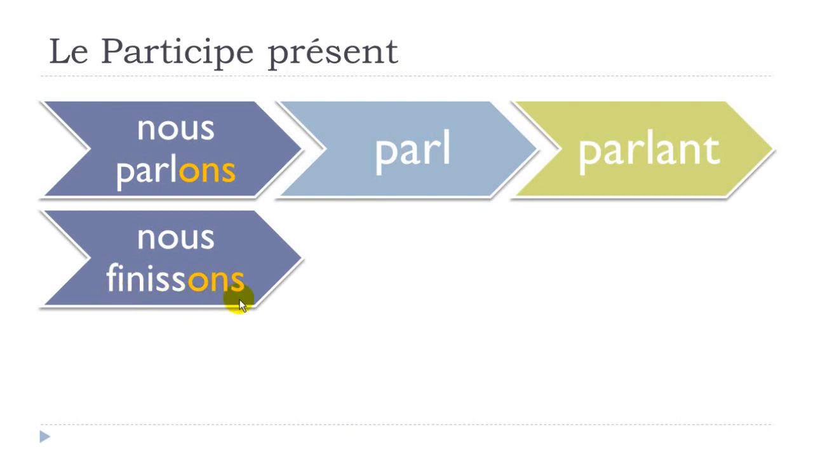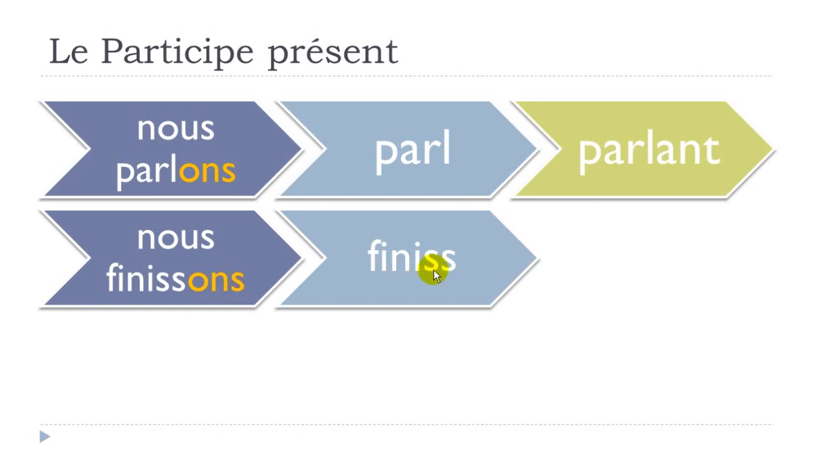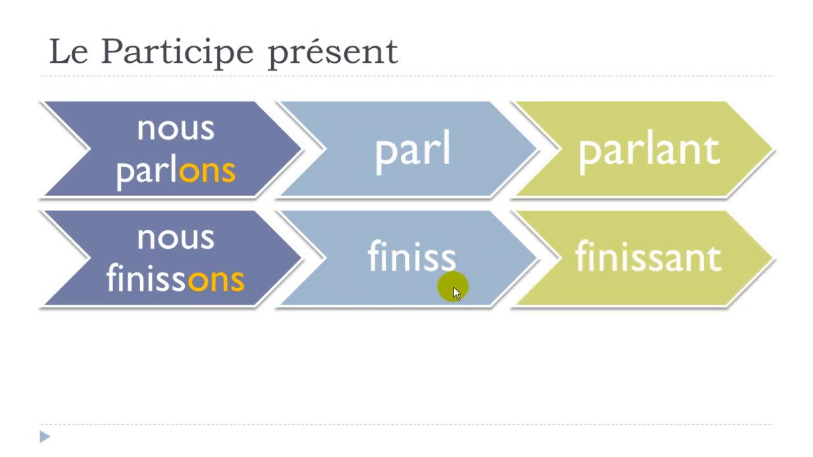And it's exactly the same rule, so you spot or you try to find the ending here. It's O-N-S, okay? We'll do exactly the same thing, so we'll take it away, and we get finiss, like that, F-I-N-I-S-S, all right? And we just follow the same rule, so we just add at the end A-N-T, like that, here, and we get finissant, okay? And this form is the participe présent.